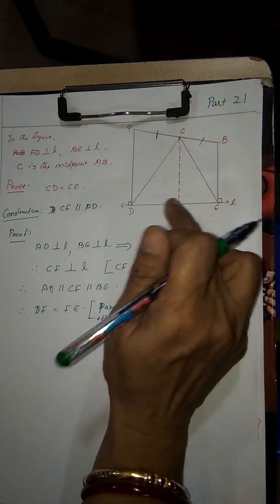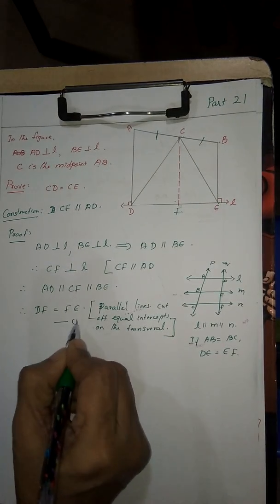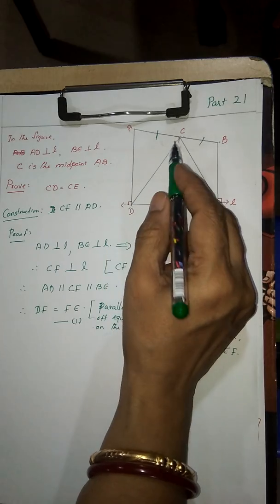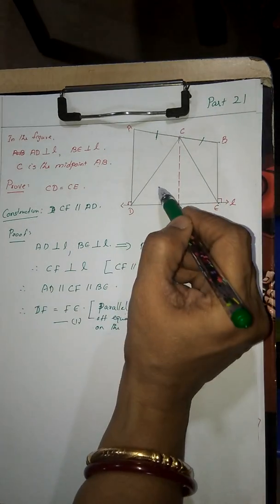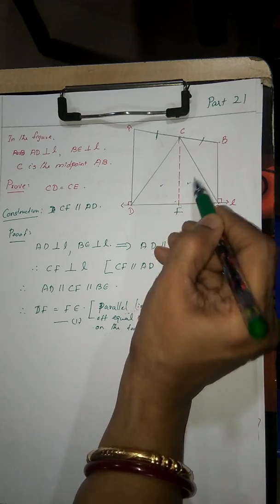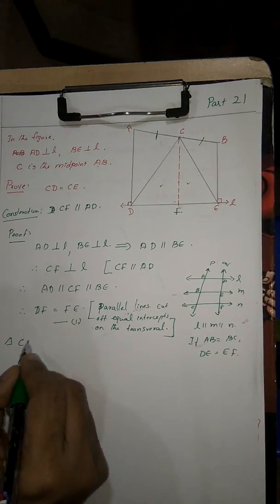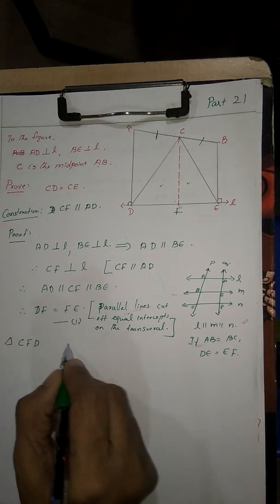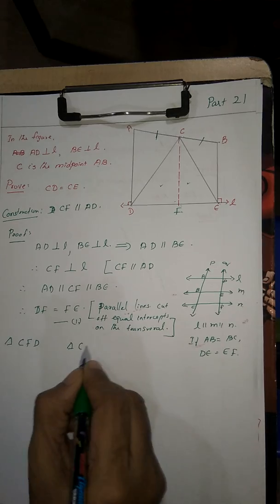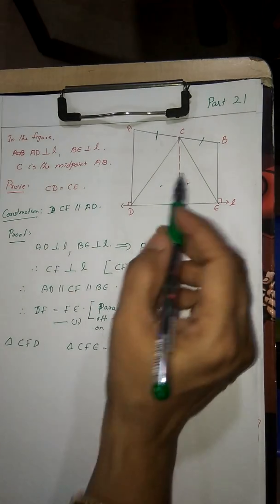Now we will consider, DF is equal to FE. Now we have to prove DE is equal to CD is equal to CE. So we will consider these two triangles, triangle CFD and triangle CFE.